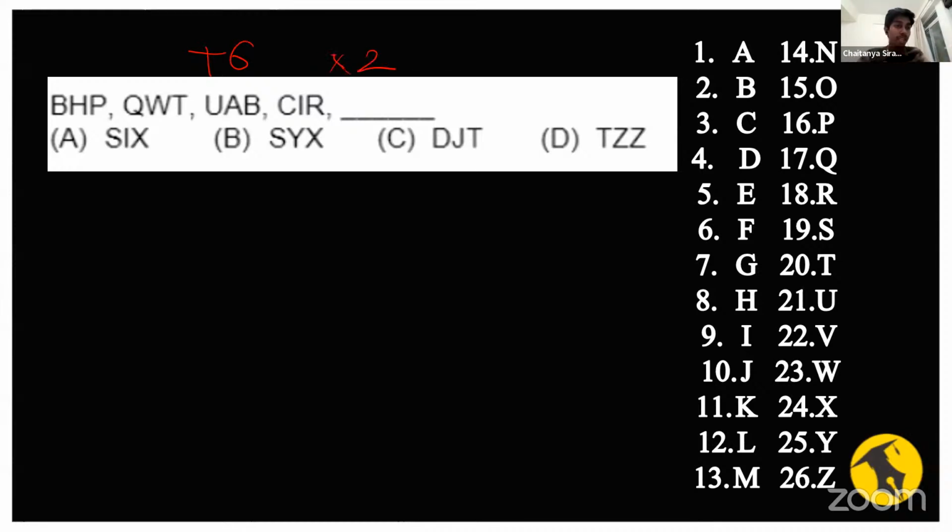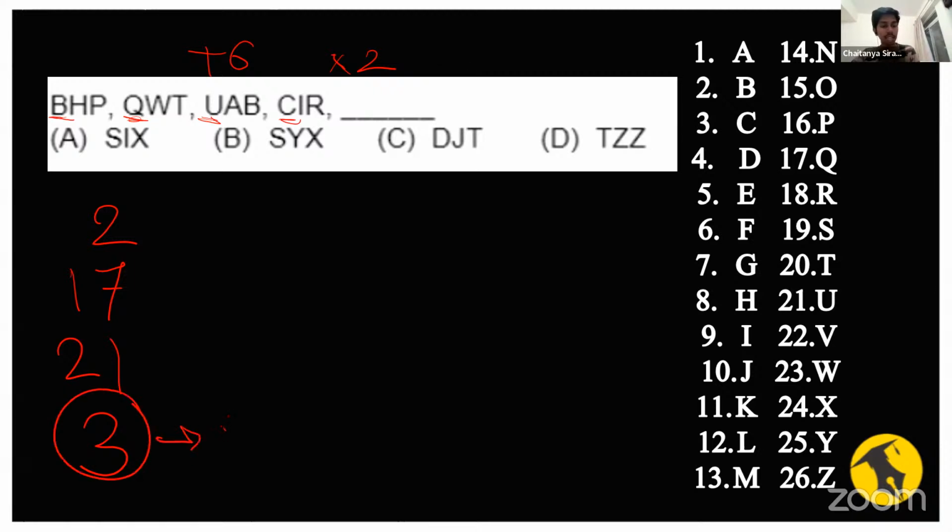Alright, now we have to find the relation between terms. So let's try with the first terms of each one. B is 2, Q is 17, U is 21, and C is 3. If I write C as one cycle more, so plus 26, I'll get 29. I can't see any pattern here.